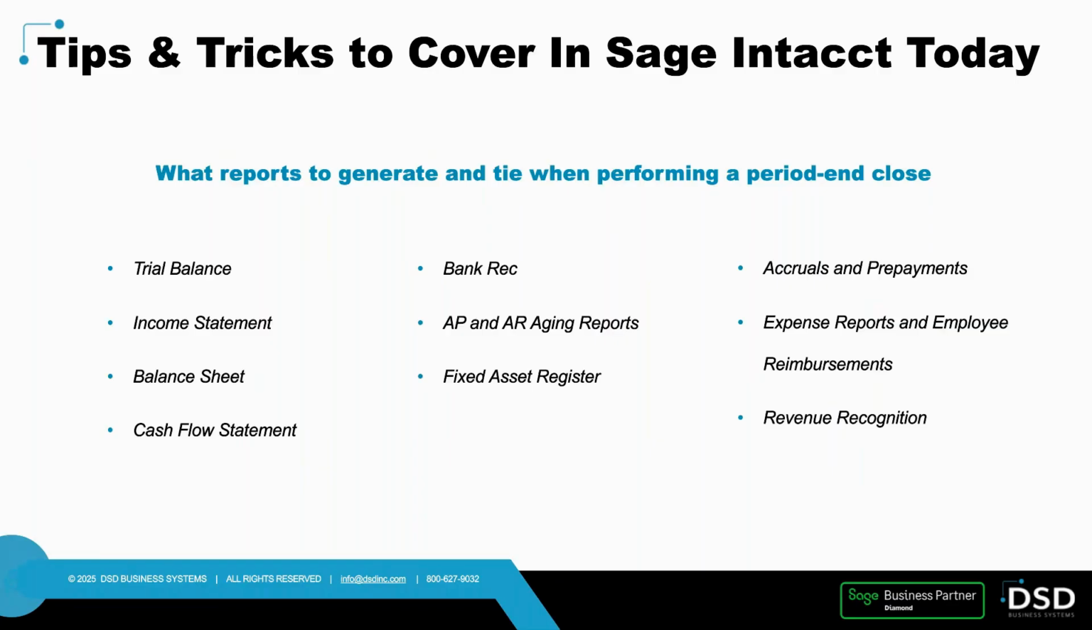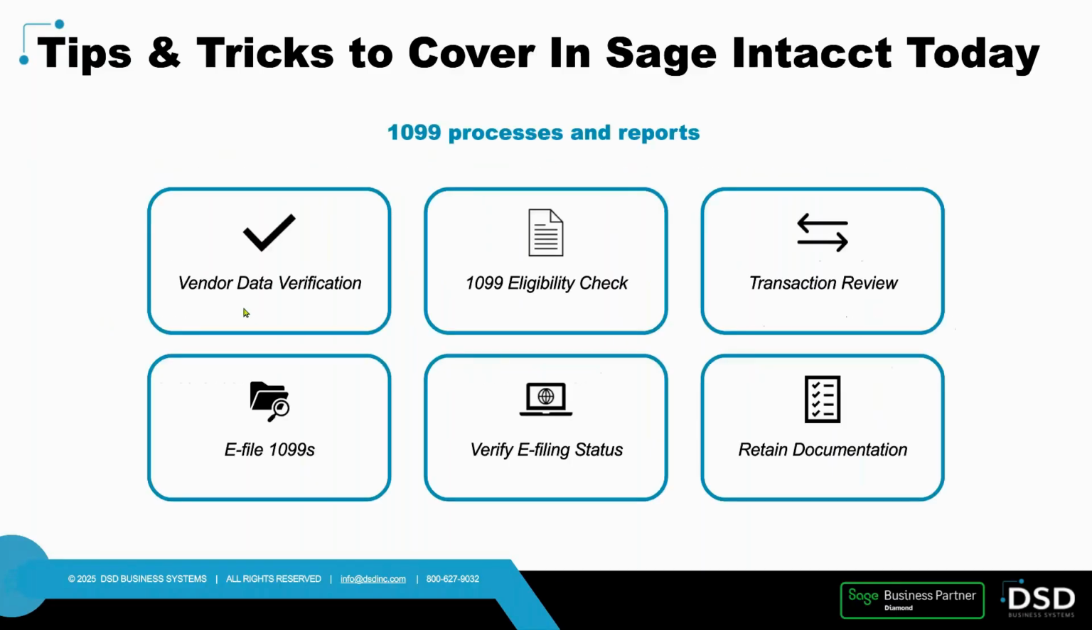Okay, let's go to the next slide. And then here's a few more, just kind of stating the period end close reports. So again, the trial balance, income statement, balance sheet, you want to make sure that your reconciliations are all reconciled and tied out, as well as any of the other expense reports and reimbursements and fixed assets.